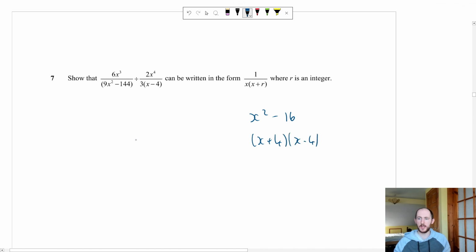How do you get that? You simply square root the first thing, x and x, and you square root the second thing. Now when you square root 16, you get a plus and a minus. So you put the plus here and the minus there, job done. Do the same thing here.